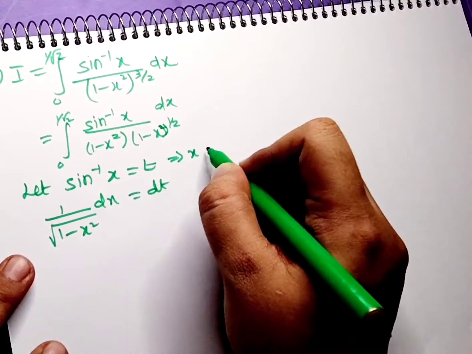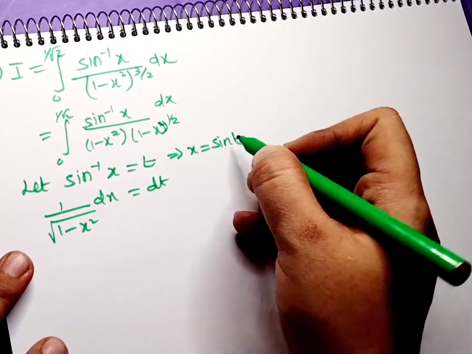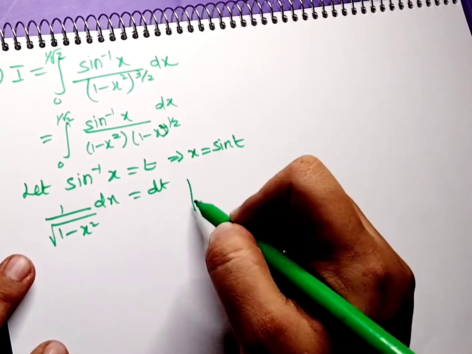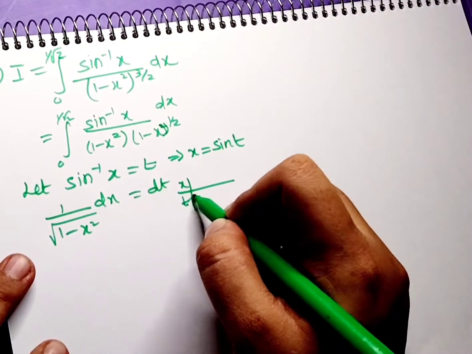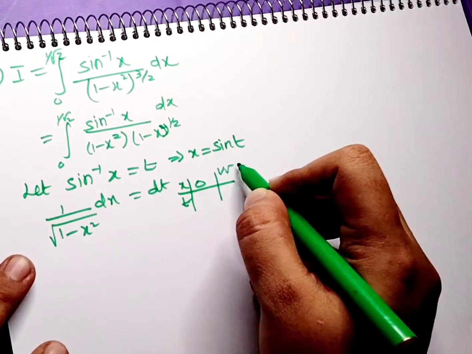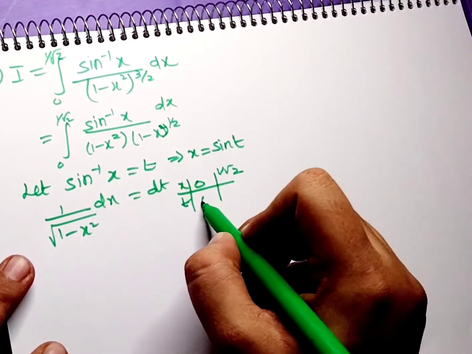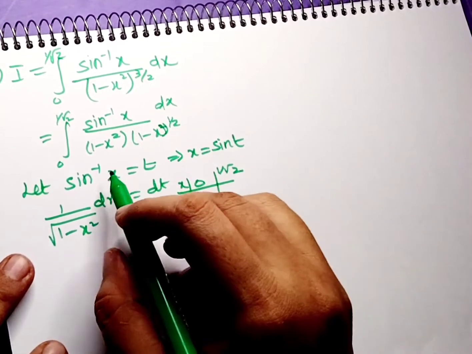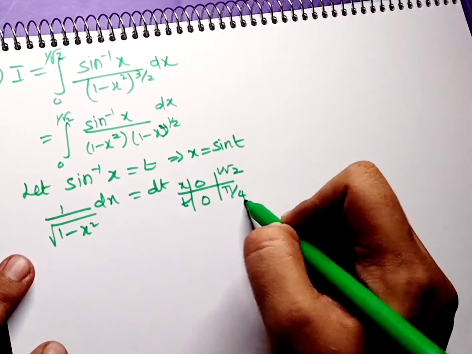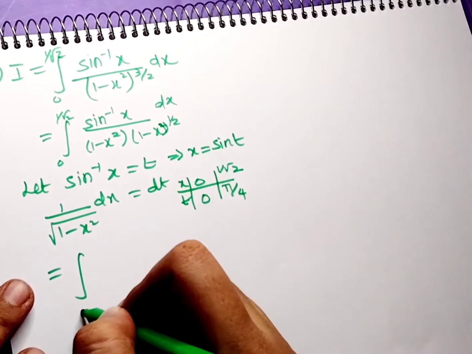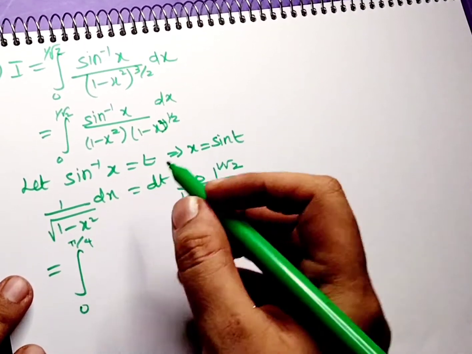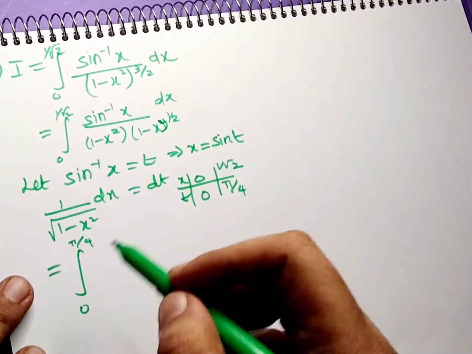And to find x, we can take the inverse to the right side, that will become sin t. With respect to the limits, x is 0 and 1 by root 2. When we substitute, sin inverse 0 is 0, sin inverse 1 by root 2 is pi by 4. Now replacing it as integral 0 to pi by 4. We have taken sin inverse x as t.